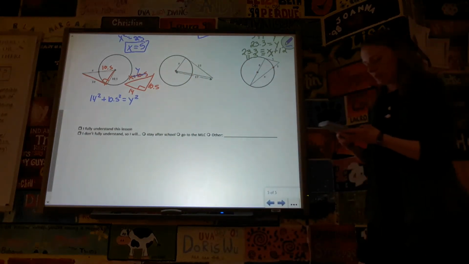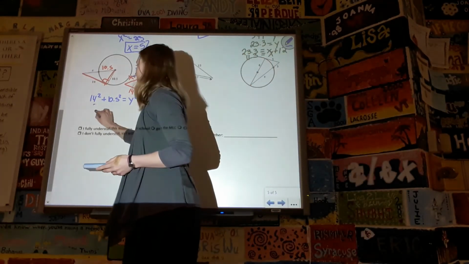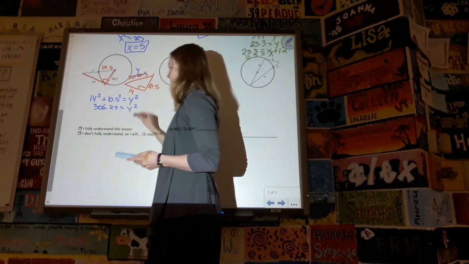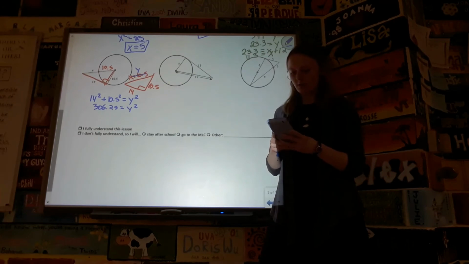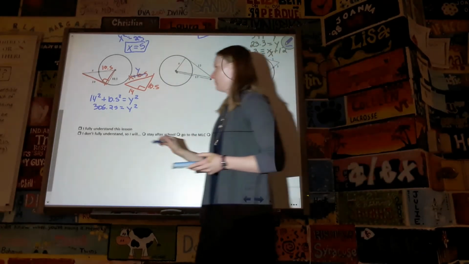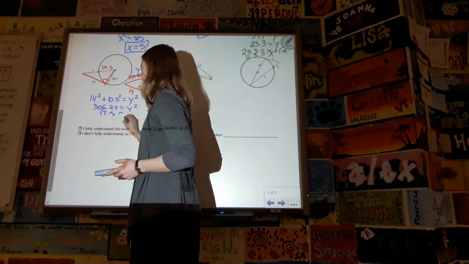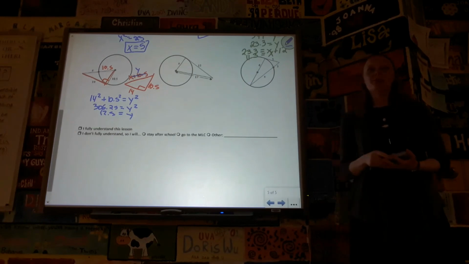I'm going to find those numbers. 306.25. Then you're going to take the square root of that. Oops, that is 17.5. Okay? That's what y is.